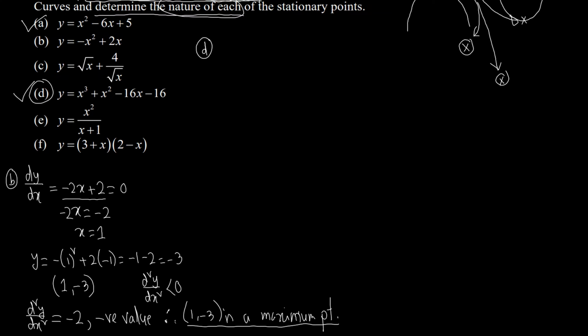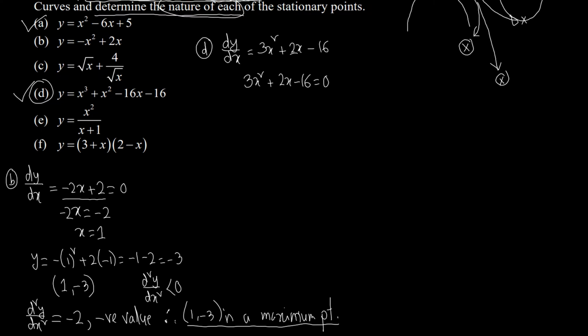It is given here y equals to the expression. So first differentiate: dy by dx, we get 3x square plus 2x minus 16. Now we need to consider dy by dx equals to 0. So 3x square plus 2x minus 16 equals to 0. Let me find out the x value from here.